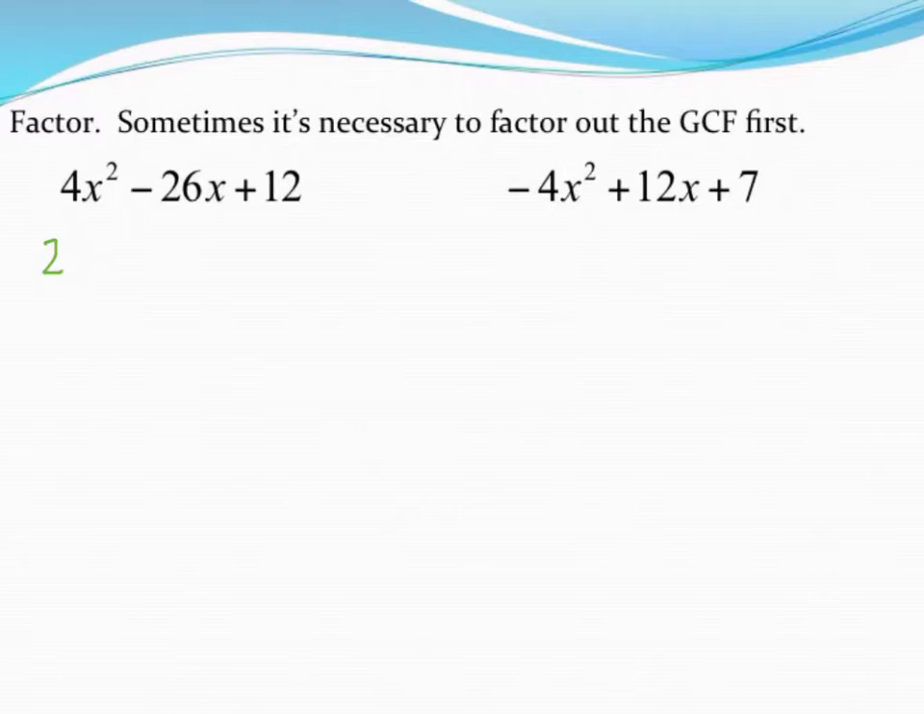If you jump right into the box method, not only are you going to be dealing with really large numbers, larger than you need to, but your final answer will not be factored completely, so it won't technically be correct. So look for that greatest common factor first.